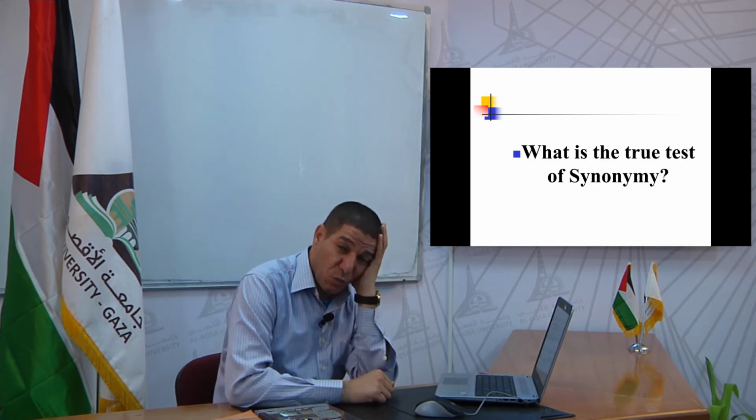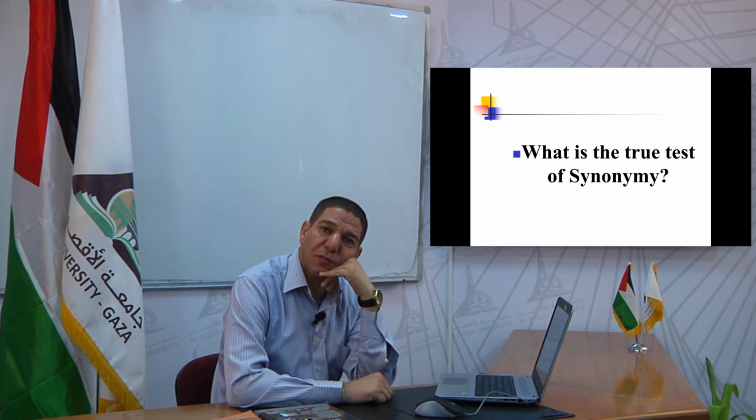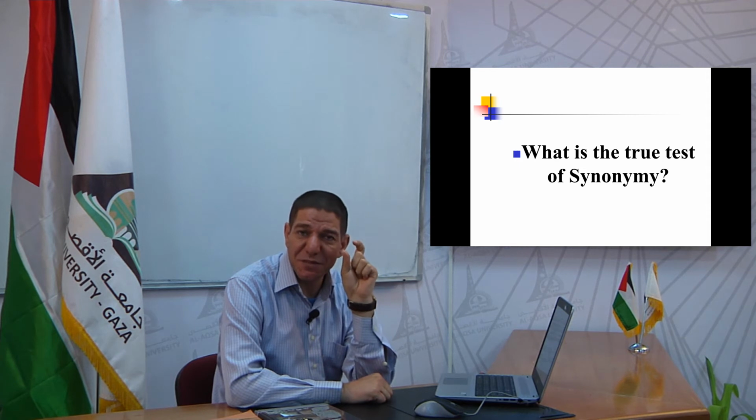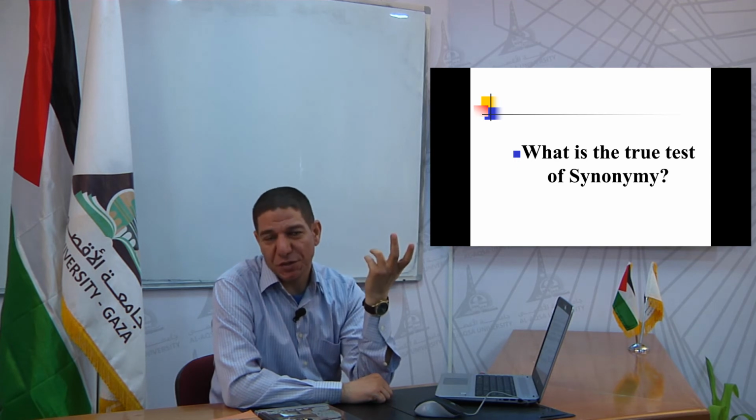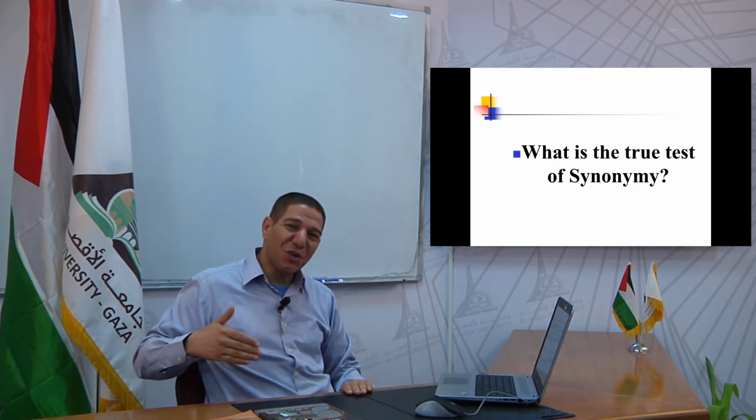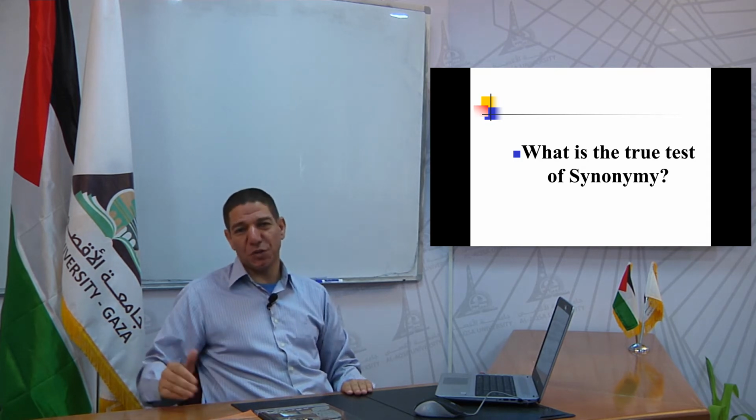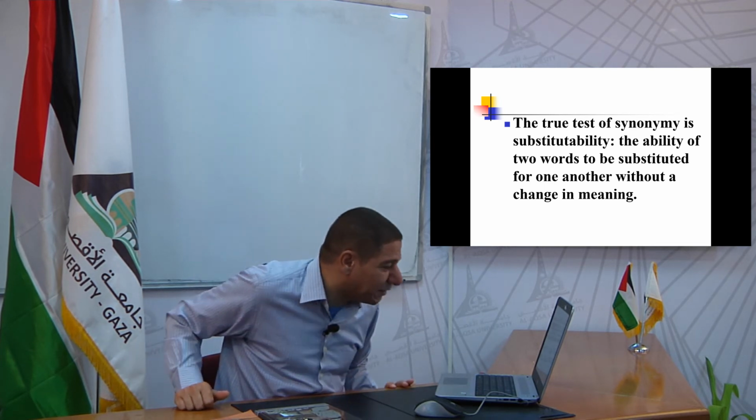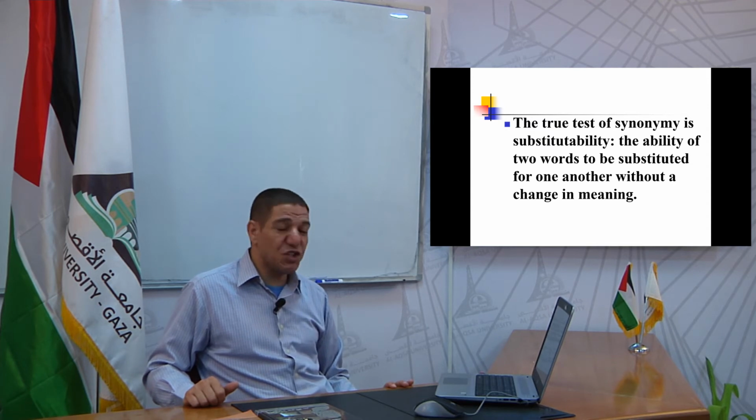Now, what is the true test of synonymy? The true test of synonymy is this word, substitutability. Substitution, or how you are able to substitute a word with another word. The true test of synonymy is substitutability. The ability of two words to be substituted for one another without a change in meaning.